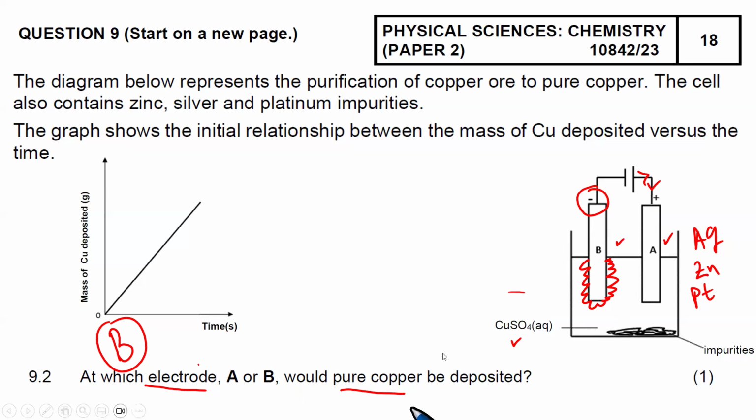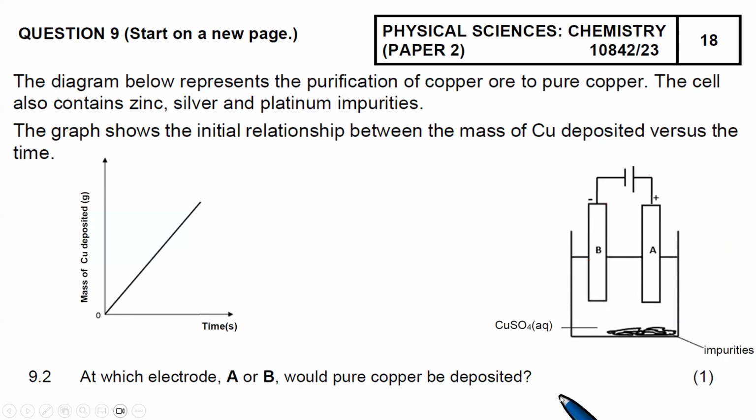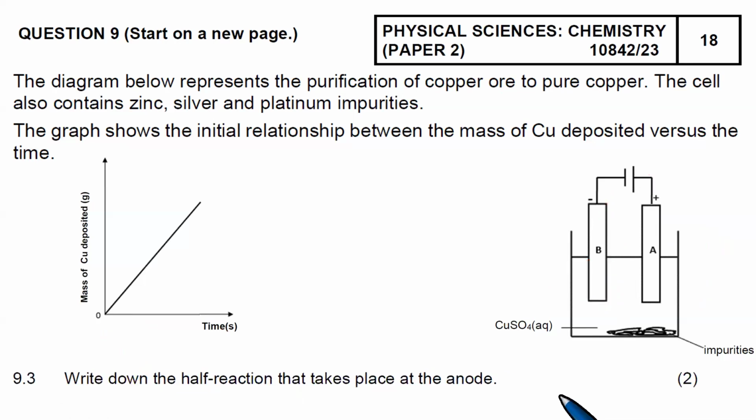Okay, we move on to the next question, and the reasons are going to be clear very shortly. Write down the half reaction that takes place at the anode. Right, so there is something you need to realize here: the half reaction that takes place at the anode. We've already seen that you're going to have a lot of the buildup.